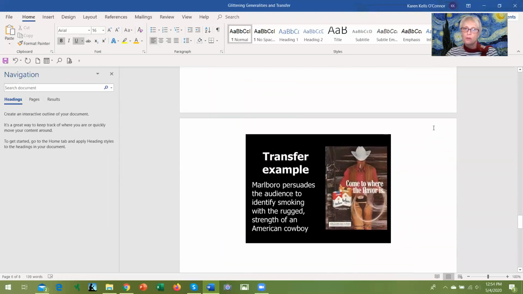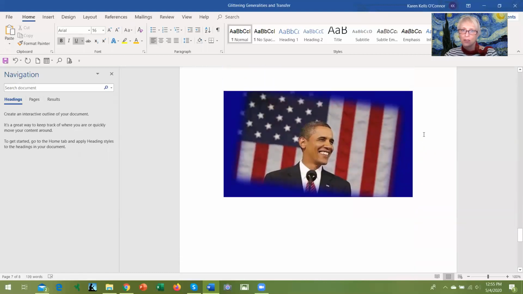Here is an ad for Marlboro. Marlboro, come to where the flavor is. And you see this strapping cowboy having a cigarette break. Marlboro persuades the audience to identify smoking with the rugged strength of an American cowboy. So you'll associate, if you smoke that, you'll be rugged and an impressive specimen of a male also. Here's a very common one that you see in politics: the candidate with the American flag behind them.